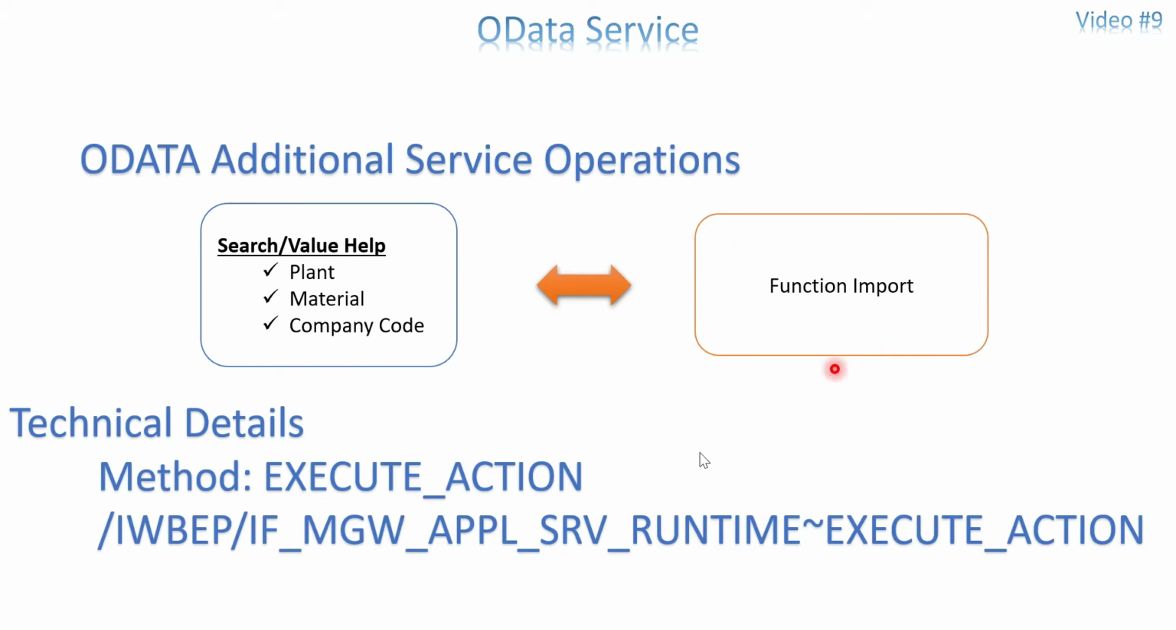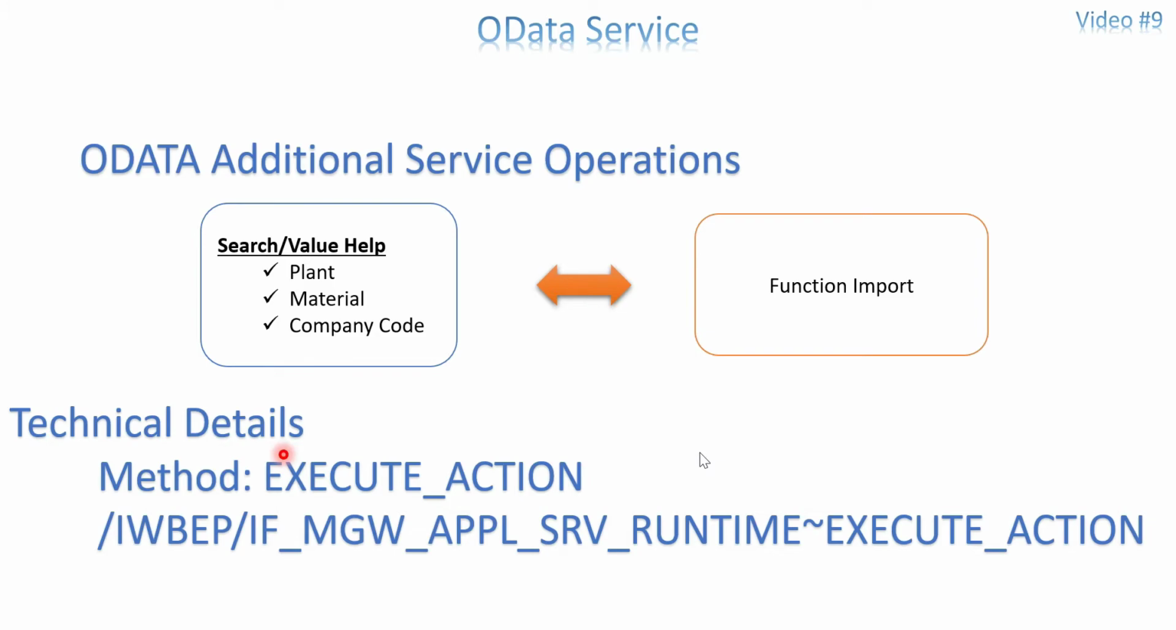So I don't want any CRUD method or any CRUD operation for this particular process. This is one of the business scenarios which requires a function import. In this case, every process or operation in OData needs a different method to be triggered. The function import is going to trigger a method called execute action.